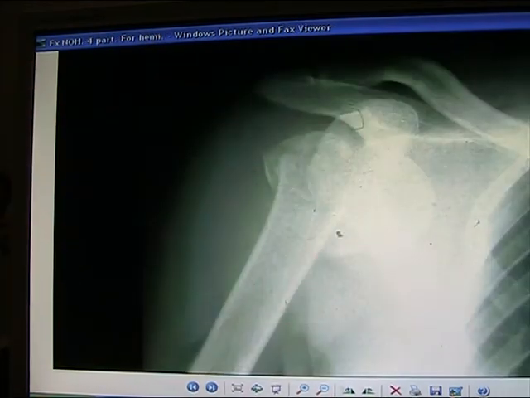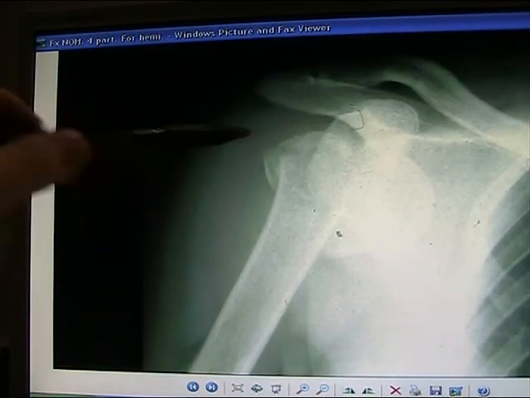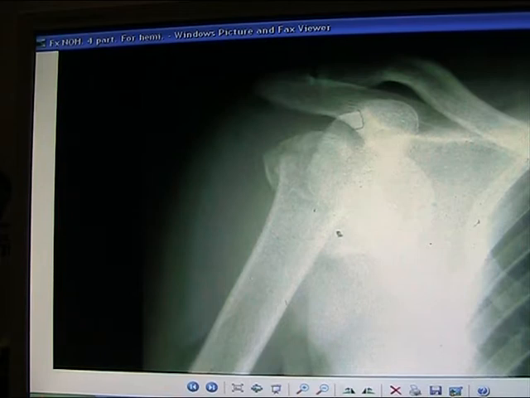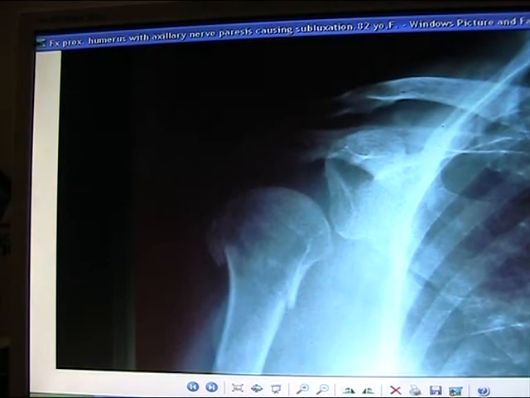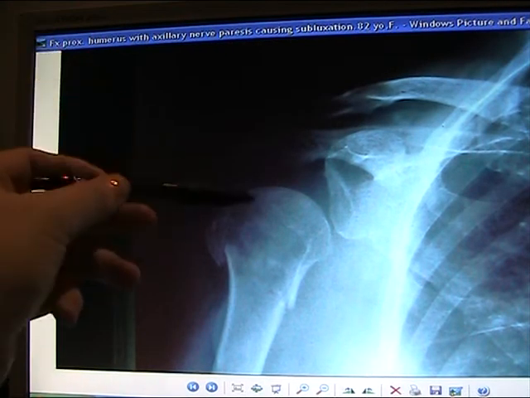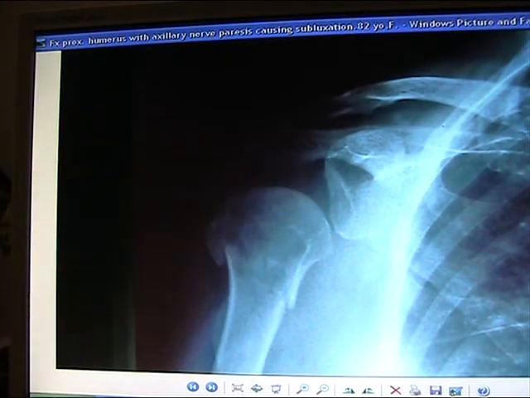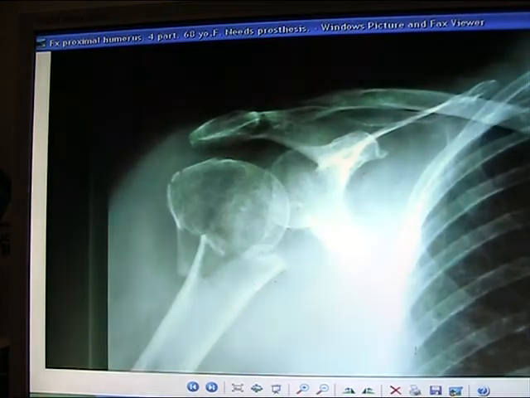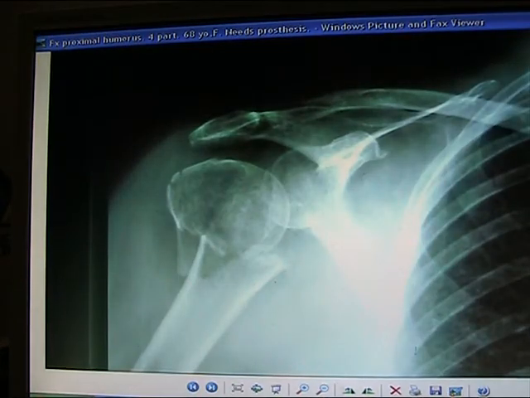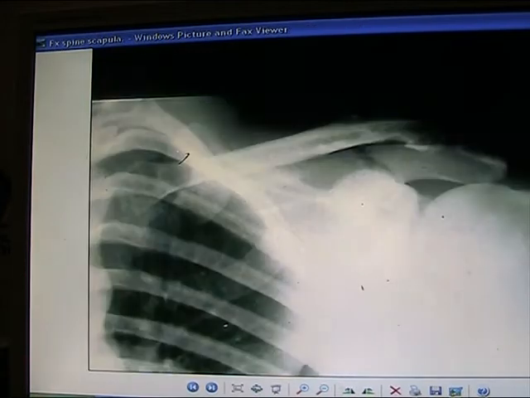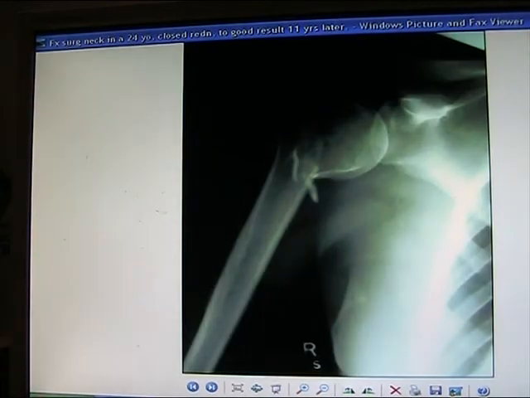Fracture of the neck of the scapula. 4-part fracture of proximal humerus. Often these require surgery as they go on to delayed union, non-union. 4-part fracture of proximal humerus with inferior subluxation. Again, they often require replacement of the proximal humerus. Fracture of the spine of the scapula, unusual.